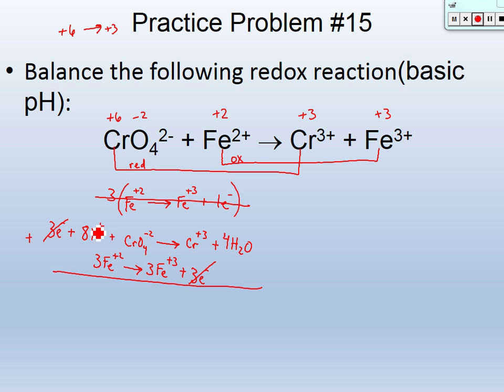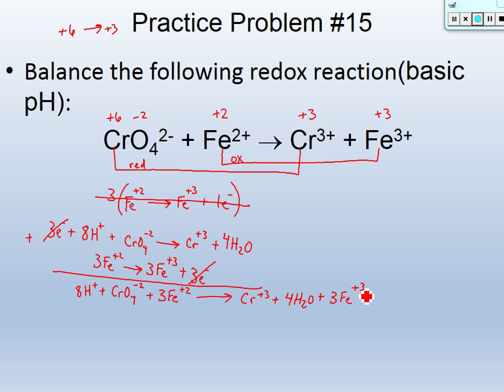Again, what that means is keep everything that's on the left on the left. So I've got 8 H pluses plus CrO4 minus 2 charge plus these 3 irons that have a plus 2 charge. And that's everything that's on the left because we canceled out the electrons. Okay, now let's draw our arrow. Now let's put everything on the right. So Cr plus 3 plus 4 waters plus these 3 irons that are a plus 3 charge. Okay? Now we've added them together.